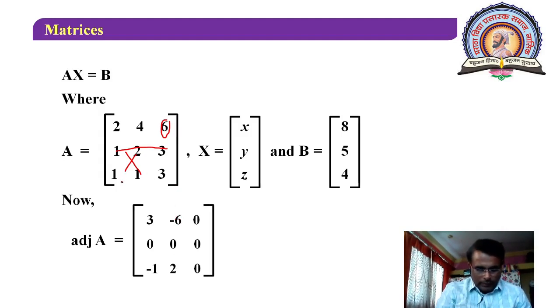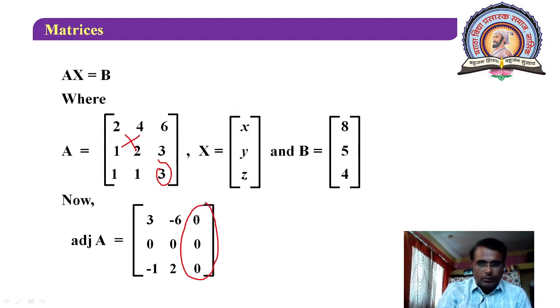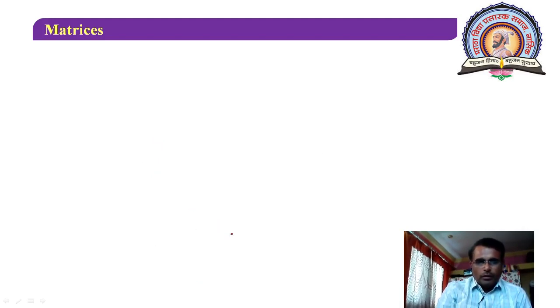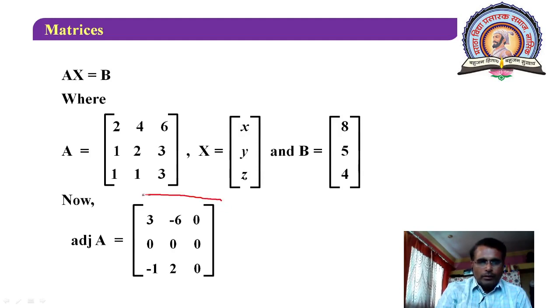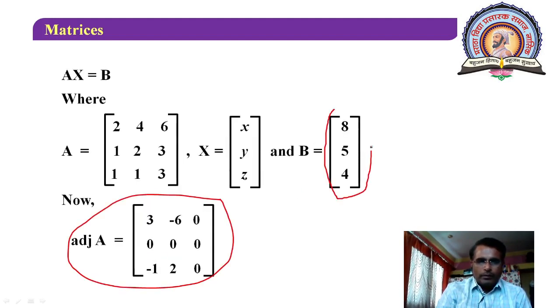Now if you consider here for the element 1, the minor is 12 minus 12, that's why it is 0. For this element 1, it is 6 minus 6, again 0. For this element 3, it is 4 minus 4, 0. So that's why the last column consists of all entries zeros. Then once you consider this as the adjoint matrix, next you have to consider the adjoint A into matrix B. This is your matrix B, 8, 5, 4.